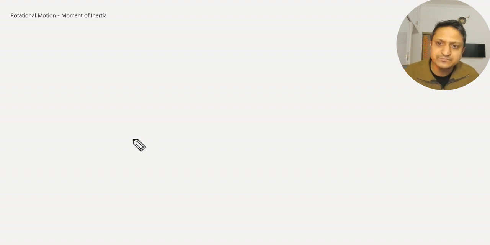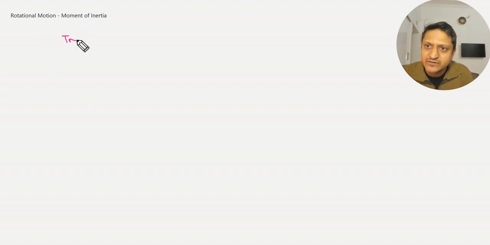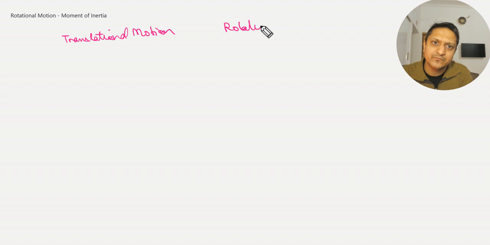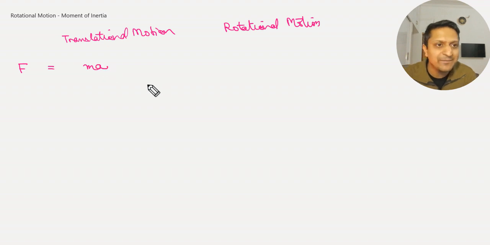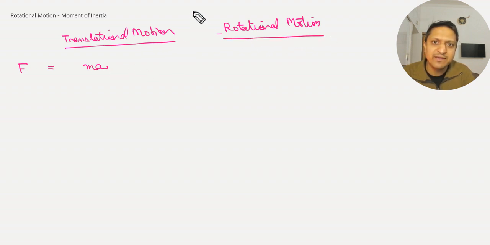The next part is, now we will compare translational motion with rotational motion. Now you see that the formula for force, we all know, is F equals ma. From translational to rotational, this m will be converted to inertia. So first of all, this force will become torque, and torque will be I alpha. So this a will be alpha here.